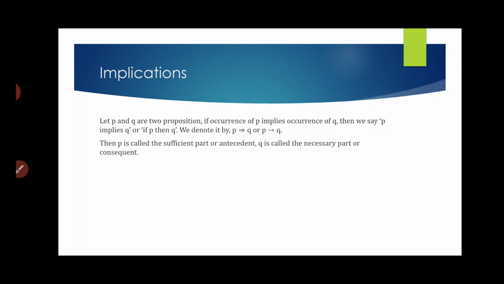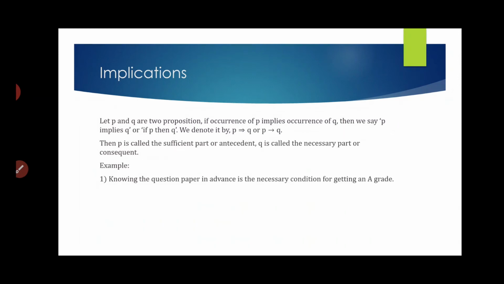Fine. Now antecedent and consequent, these two words are not much used in mathematics, but they are used in computer science. In mathematics we much more use the words necessary and sufficient. So sufficient means the first part, necessary means the second part. So that's how you remember it. Then let us take some examples.